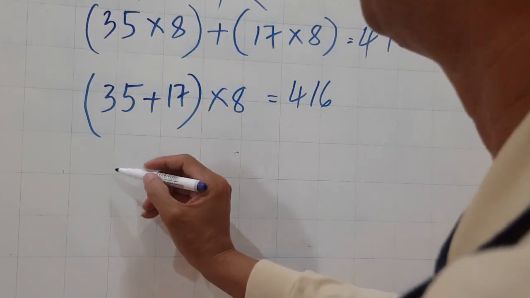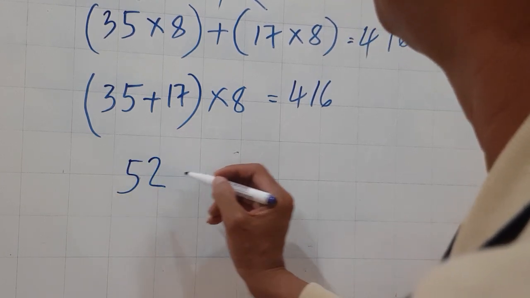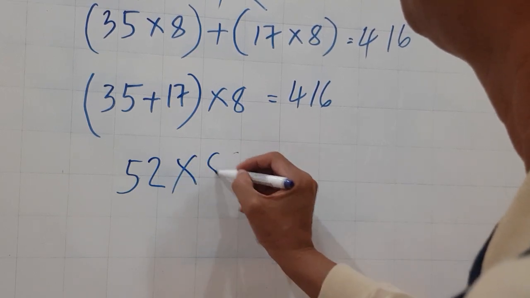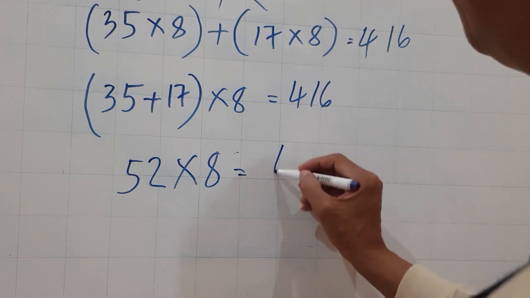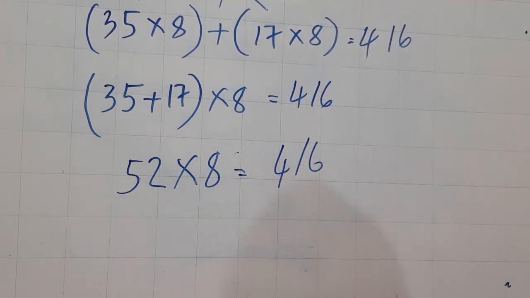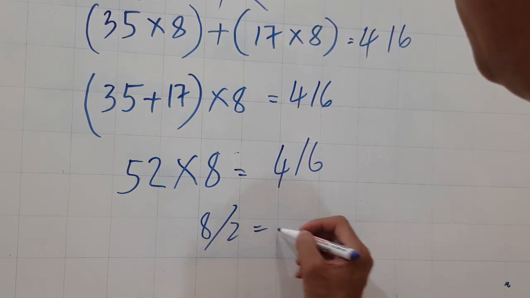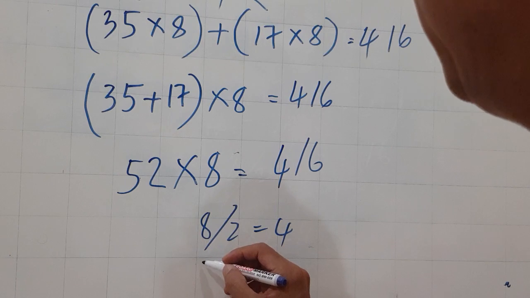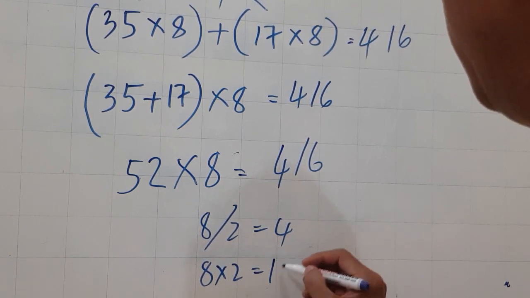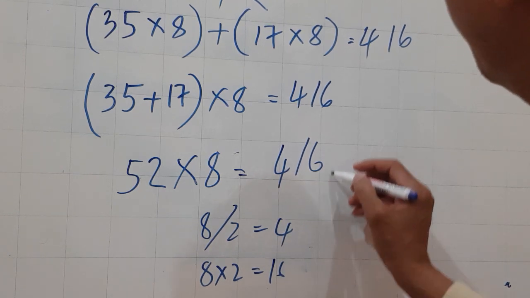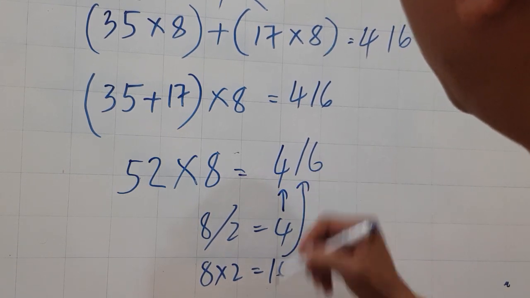And another one. 35 plus 17 is 52, right? 52 times 8. Same. Times 8 is 416. 8 divided by 2 is 4. 8 times 2 is 16. So 16 here, 4 here.